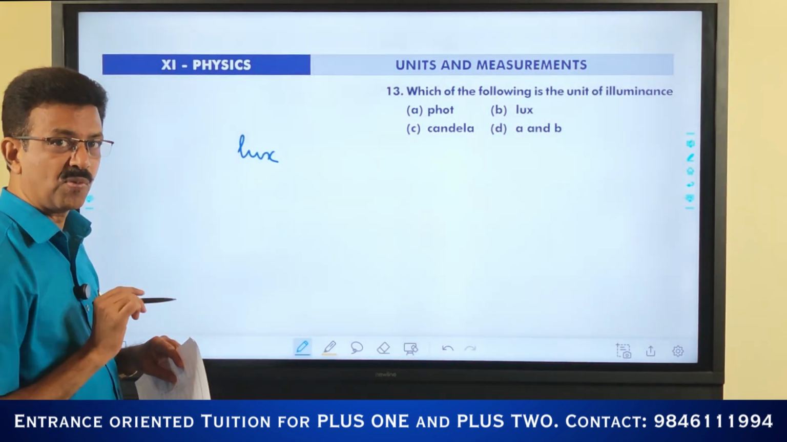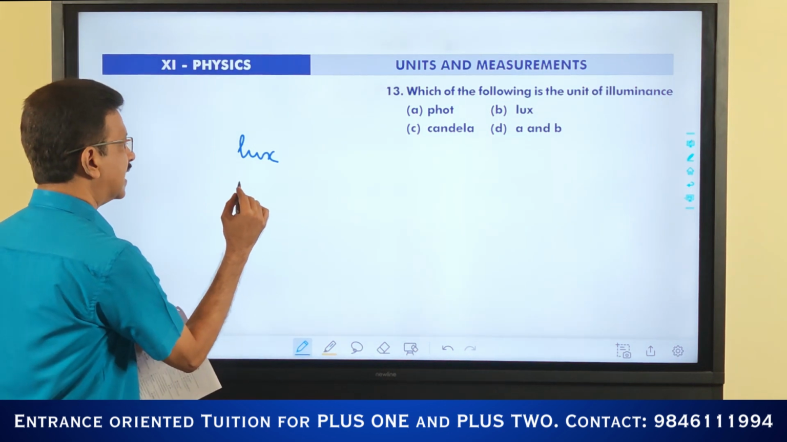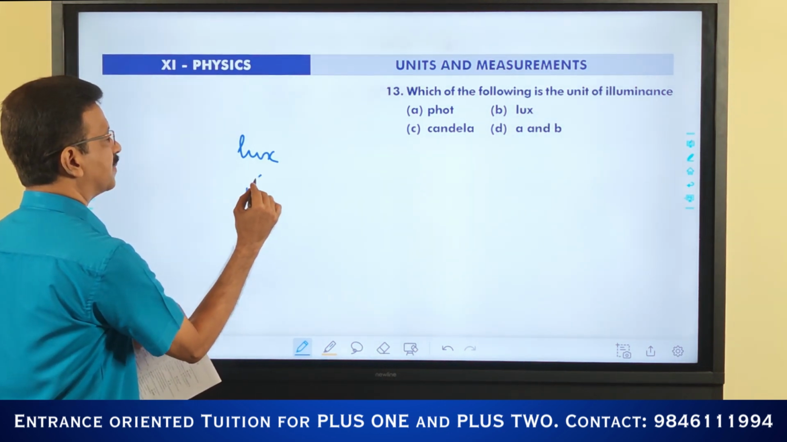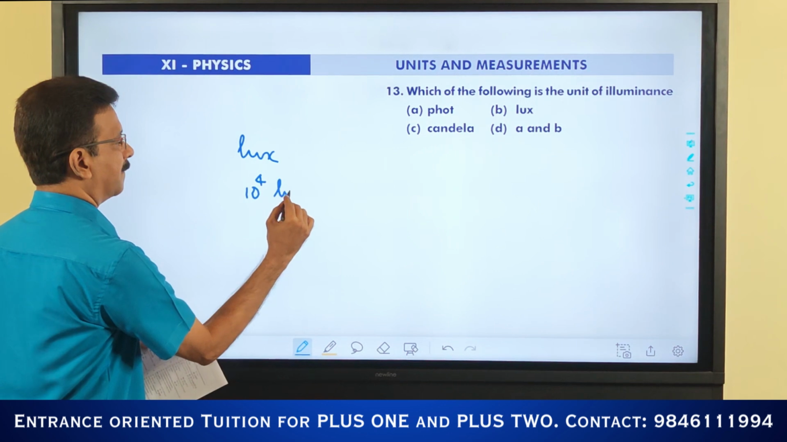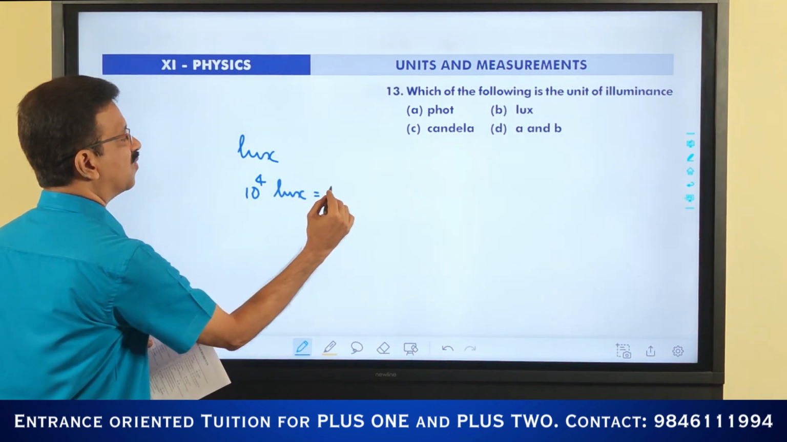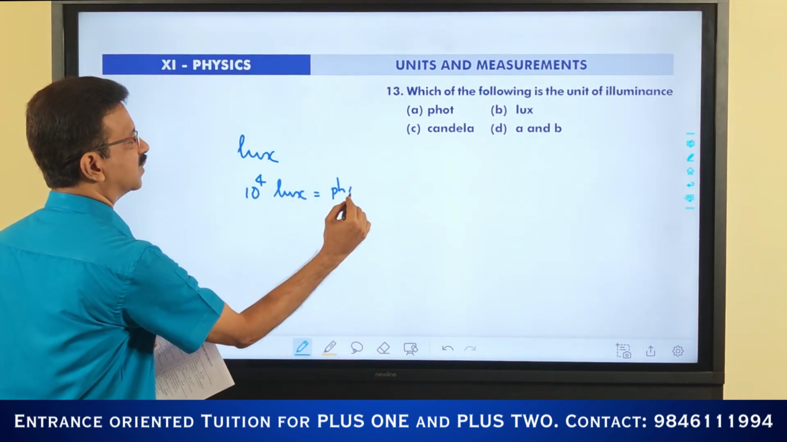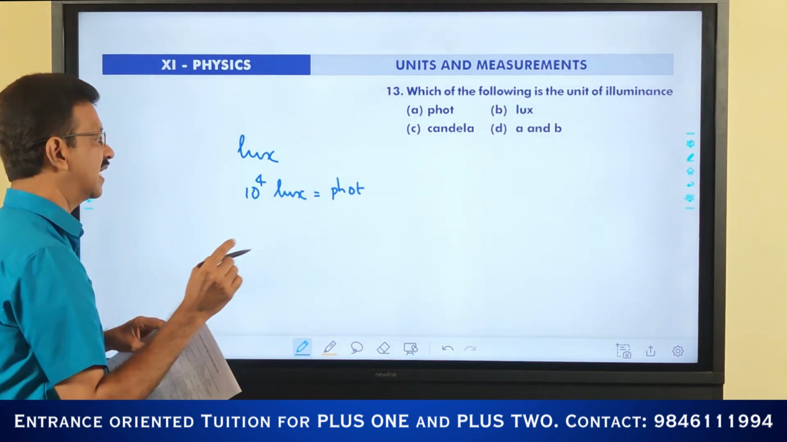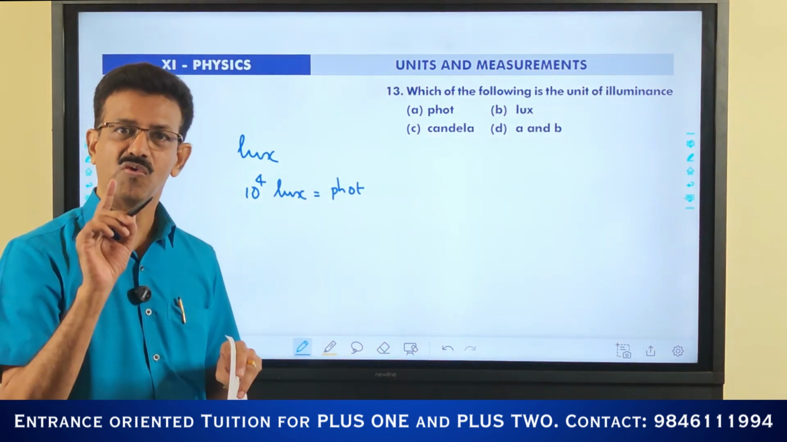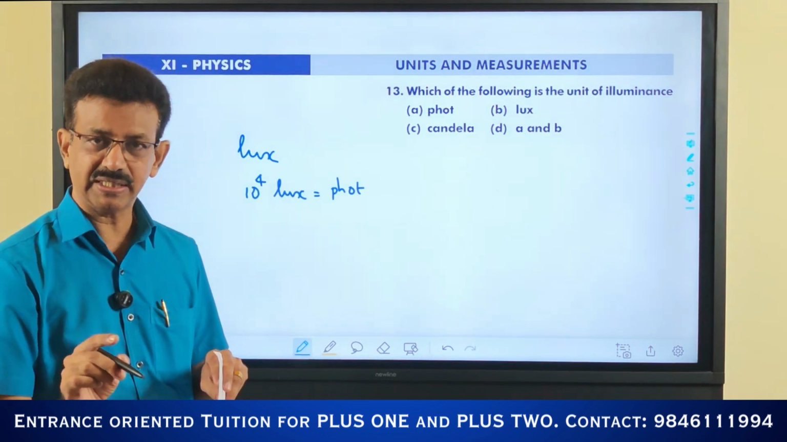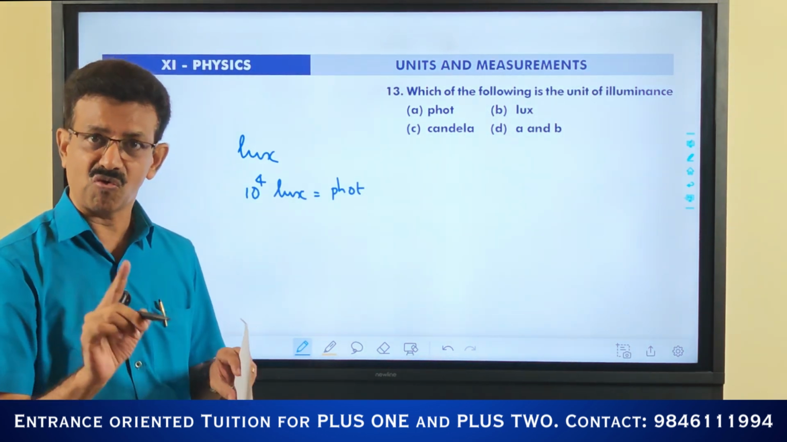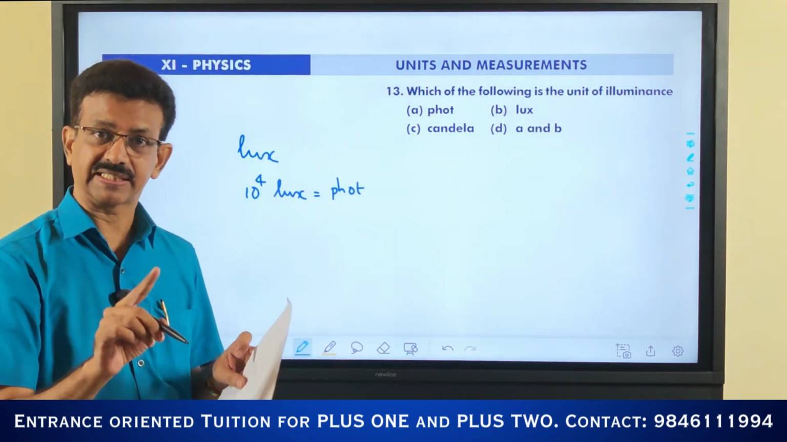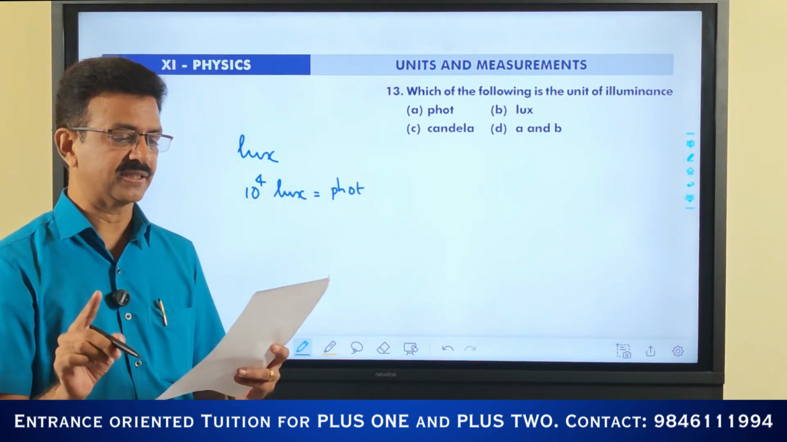Then one more unit is there, 10 raised to 4 lux equal to 1 phot. It is a larger unit. Therefore, for illuminance, we have two units, lux and phot. SI unit is lux or lumen per meter square.